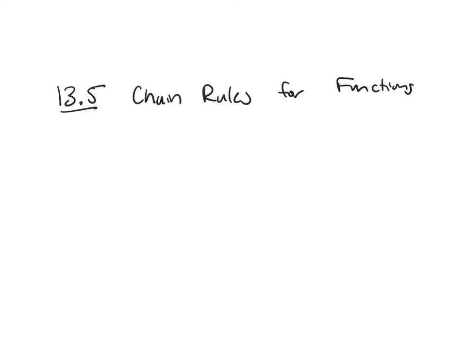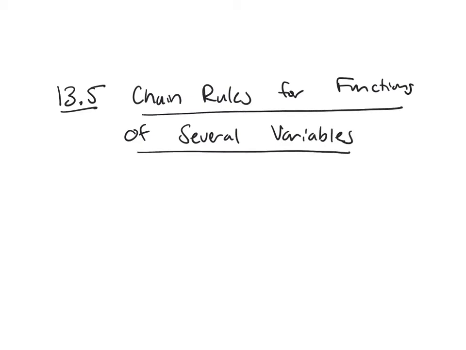So now let's start section 13.5, which is about chain rules for functions of several variables. So we're going to start with the chain rule in the case of one independent variable.